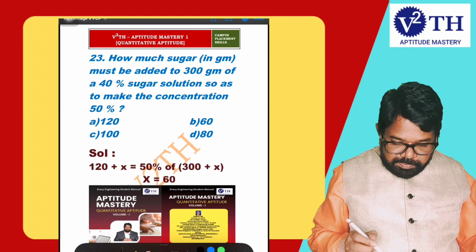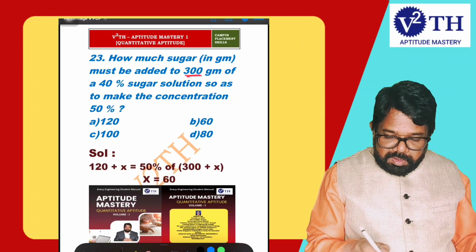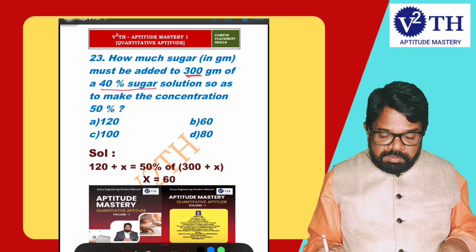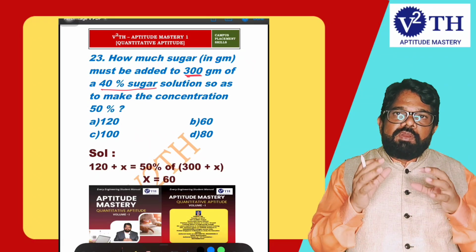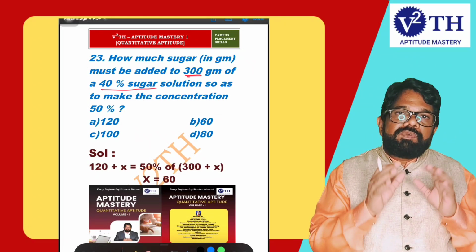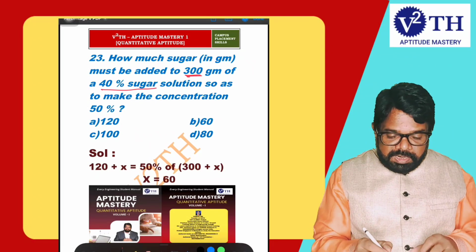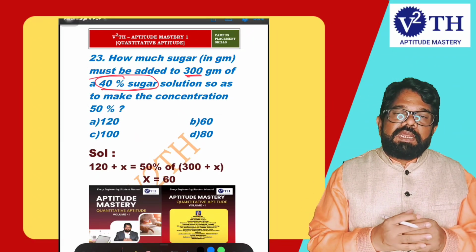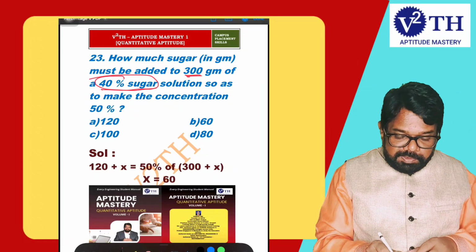Now what is 23 here? How much sugar must be added to 300 grams of a 40% sugar solution so as to make the concentration 50%? First you have to analyze the data. The total weight of the sugar solution is 300 grams. Sugar solution means it must have sugar and water. Also, one more key point is given: 40% sugar is there, which means the remaining is water. But again, the question: how much sugar should be added to make it 50%?